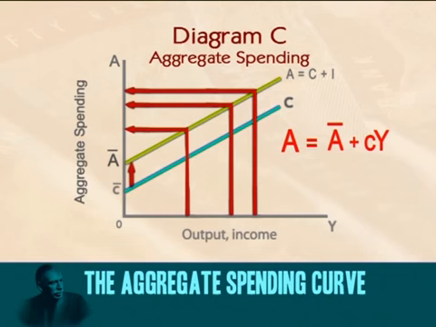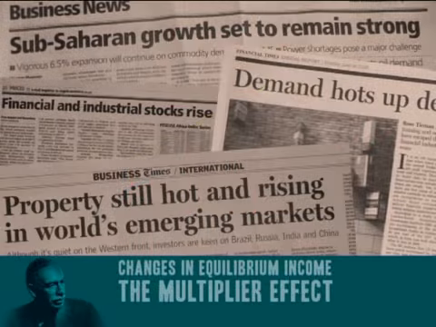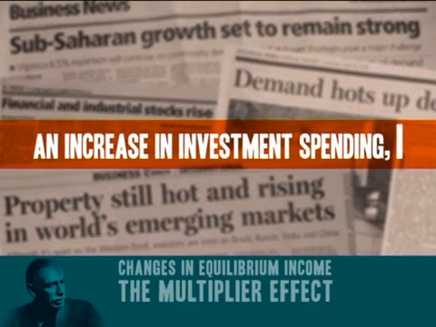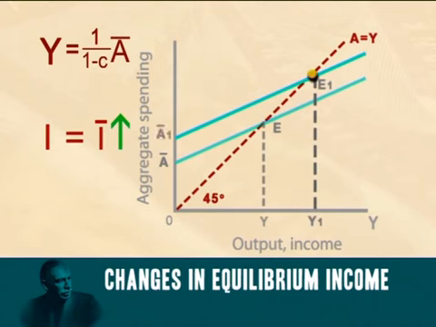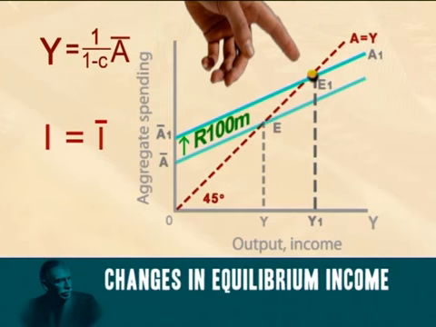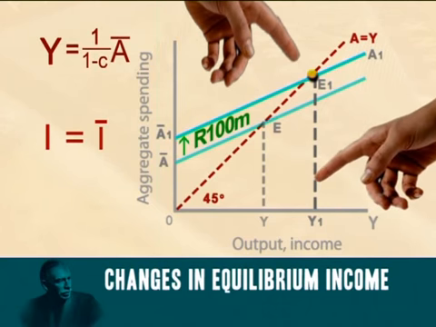Autonomous spending could do it through either a change in autonomous consumption or investment spending, and a change in our marginal propensity to consume could also have this effect. We'll start with a quick look at what happens when there's an increase in just one of these autonomous variables, investment spending. Now this causes the aggregate spending curve to shift upwards, and a new equilibrium position is established at point E1, with a new equilibrium level of output, Y1.